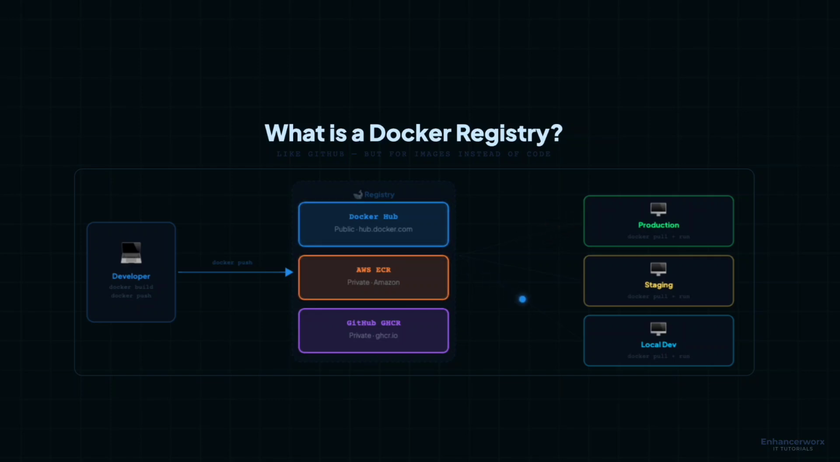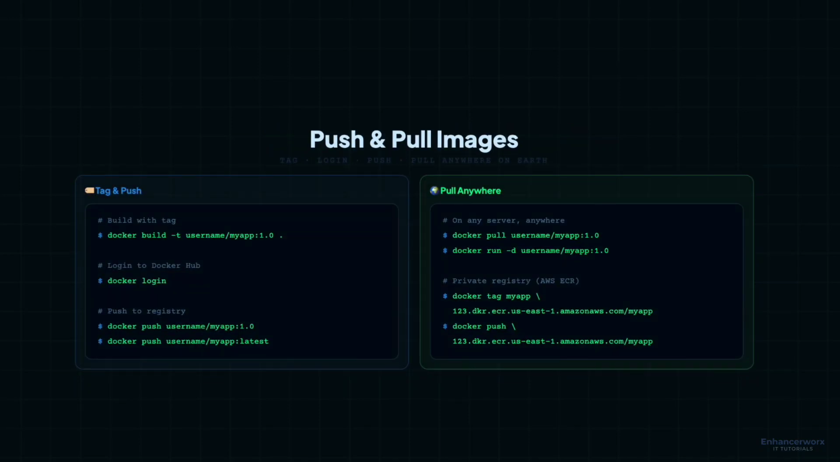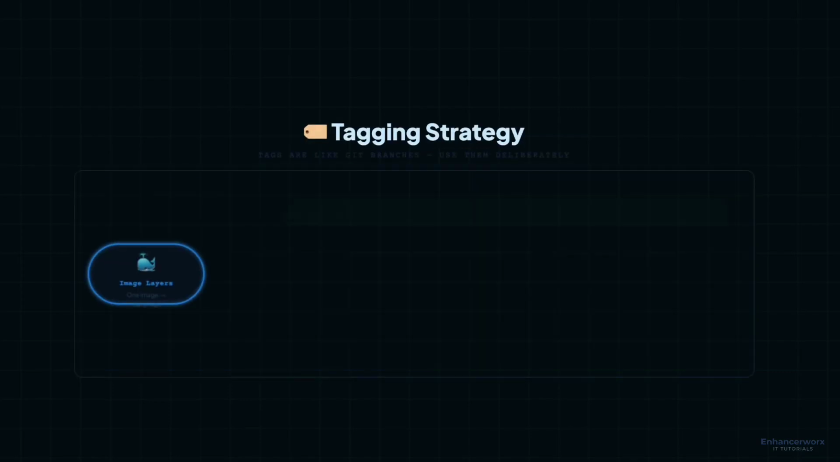Push once, pull anywhere on Earth. Your image is guaranteed to be identical on every machine it runs on. The workflow is always build, tag, login, and push. Tags are how you identify versions. You should always push two tags: a specific version like 1.0, and latest. Latest always points to your most recent stable release, while specific tags serve as immutable references. On any server anywhere in the world, docker pull fetches the exact same image bytes you pushed.